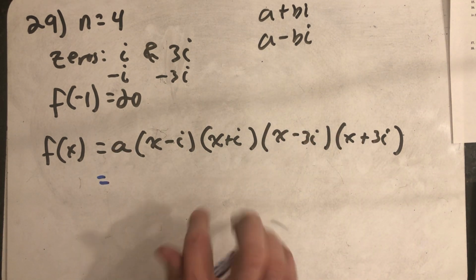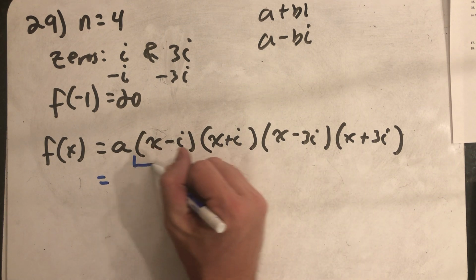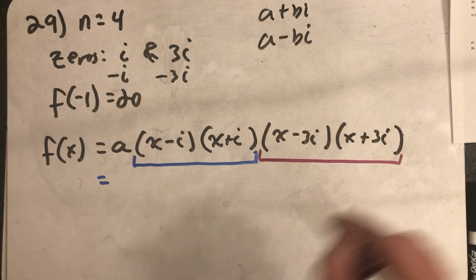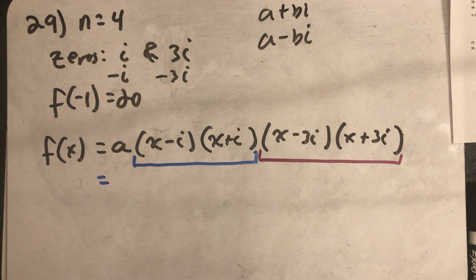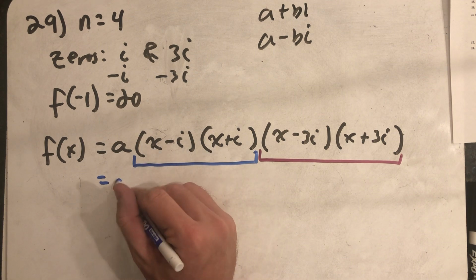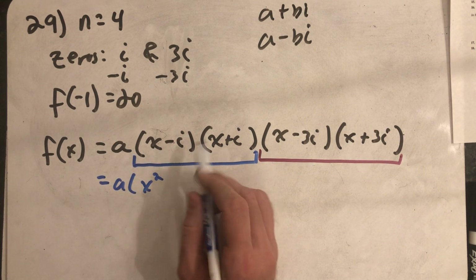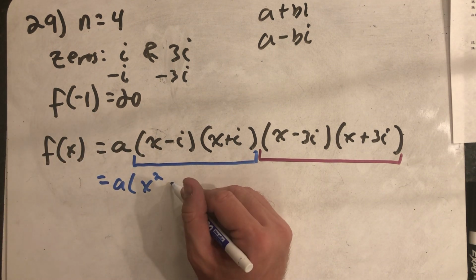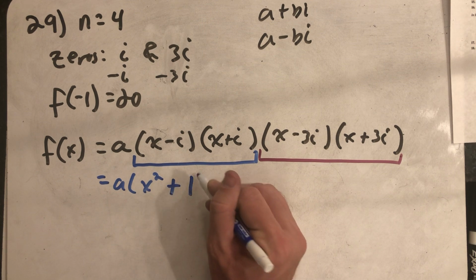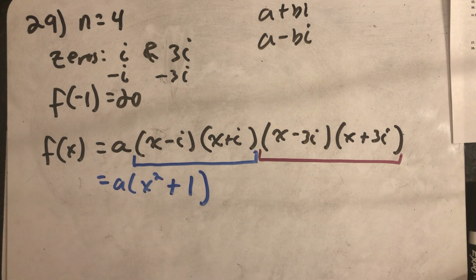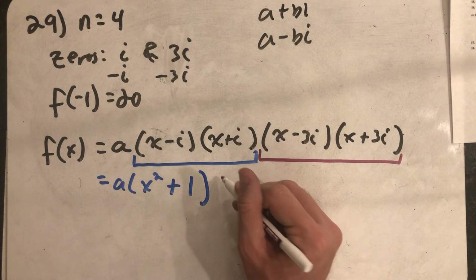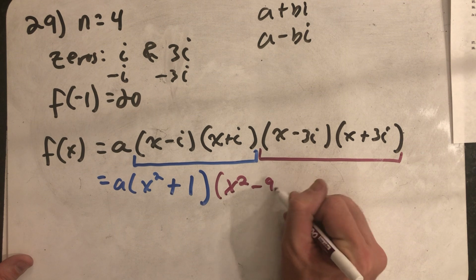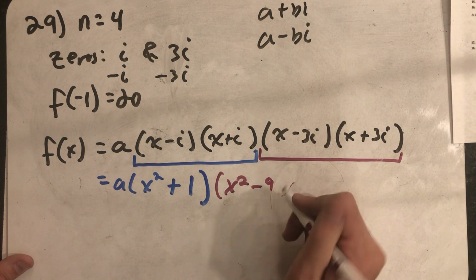I've got an expression for my polynomial, but I'm going to multiply these things together. And I'm going to do it in pairs because, well, I recognize what's going on here, right? This kind of format, I'm going to end up with a difference of squares. x times x is x squared. Minus ix plus ix, the middle terms cancel, and I end up with a minus i squared. Well, minus i squared is just a plus 1. And here on the end, x times x is x squared. The middle terms cancel, and I'm left with a minus 9i squared, but that's really just a plus 9.